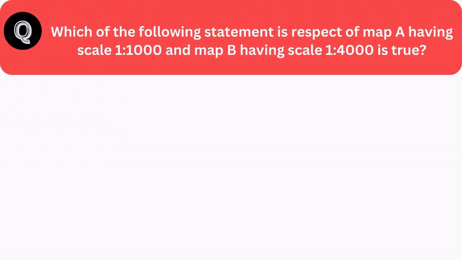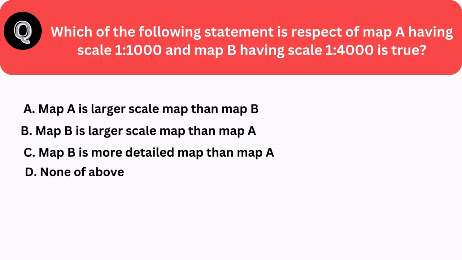Which of the following statements with respect to map A having scale 1 to 1000 and map B having scale 1 to 4000 is true? Option A, map A is a larger scale map than map B. Option B, map B is a larger scale map than map A. Option C, map B is a more detailed map than map A. Option D, none of above. Answer A, map A is a larger scale map than map B.